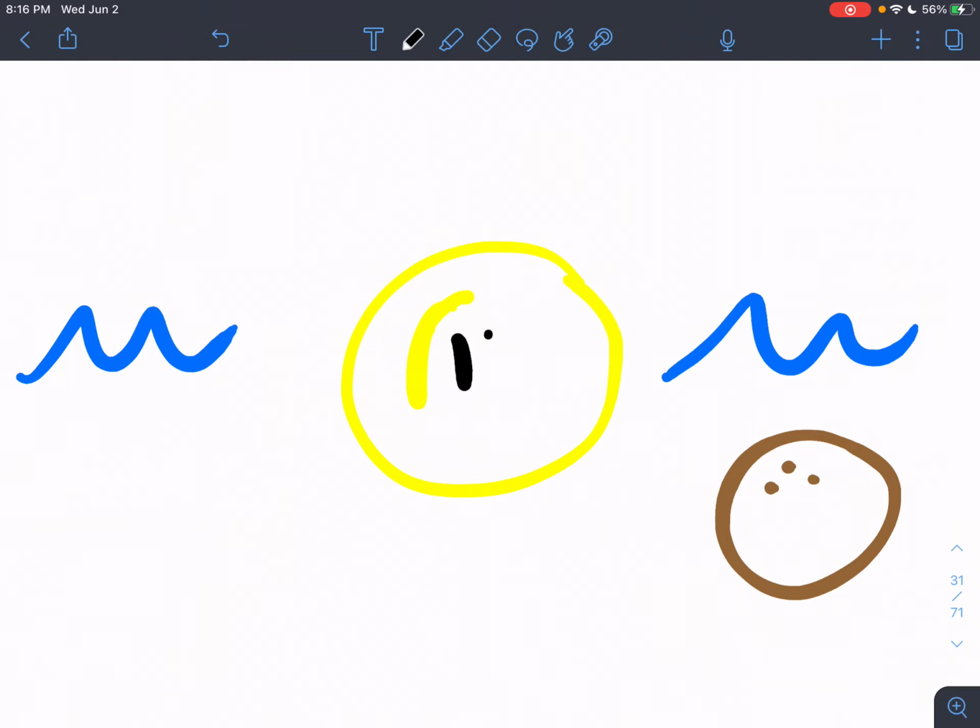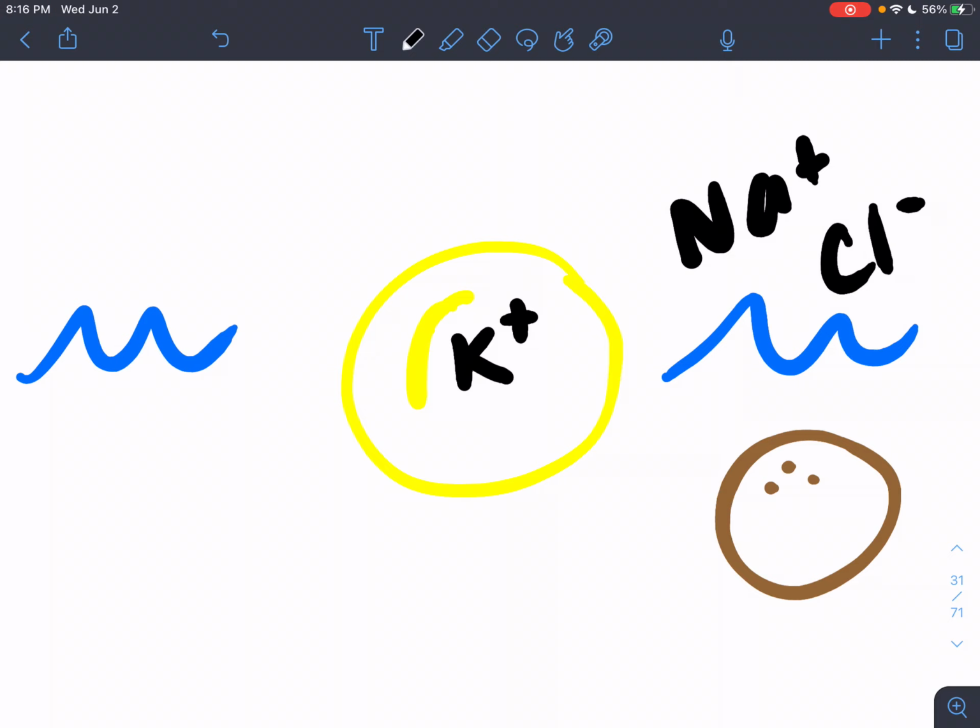That means on your island, in your cell, at rest, you have potassium. Outside, salt water: sodium and chloride is in salt. And in our coconut milk, remember I said we had calcium in that coconut milk. So if you remember these concentration differences at rest, it'll help you understand what's going to happen as we open ion channels.